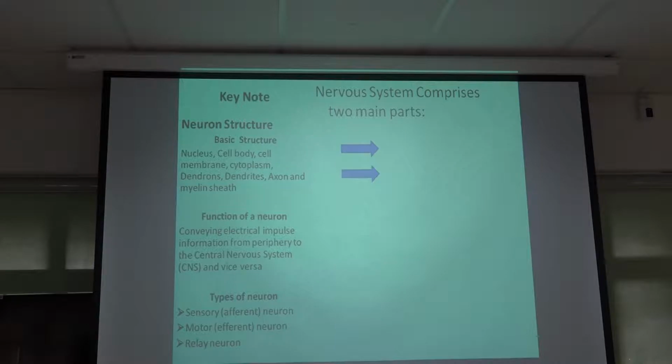But just to recap on our previous knowledge, we know that the nervous system comprises two main parts. The first part of the nervous system is called the brain, and the second part of the nervous system is the central nervous system.